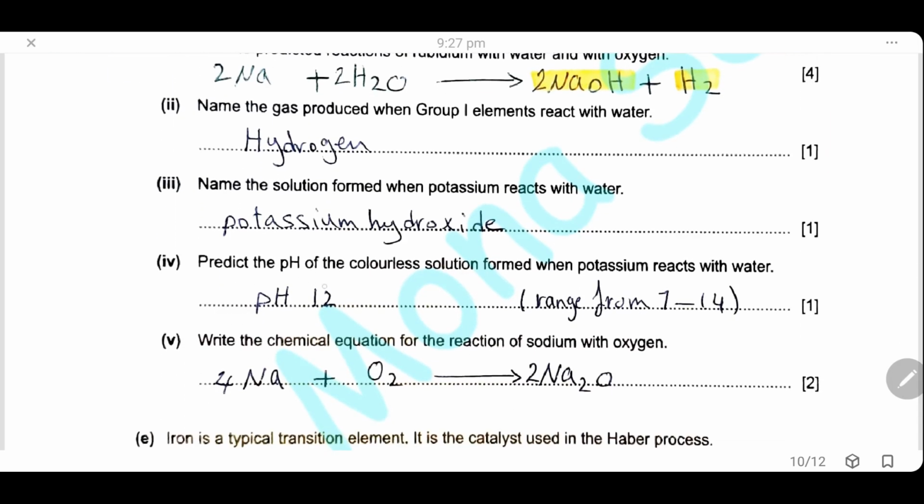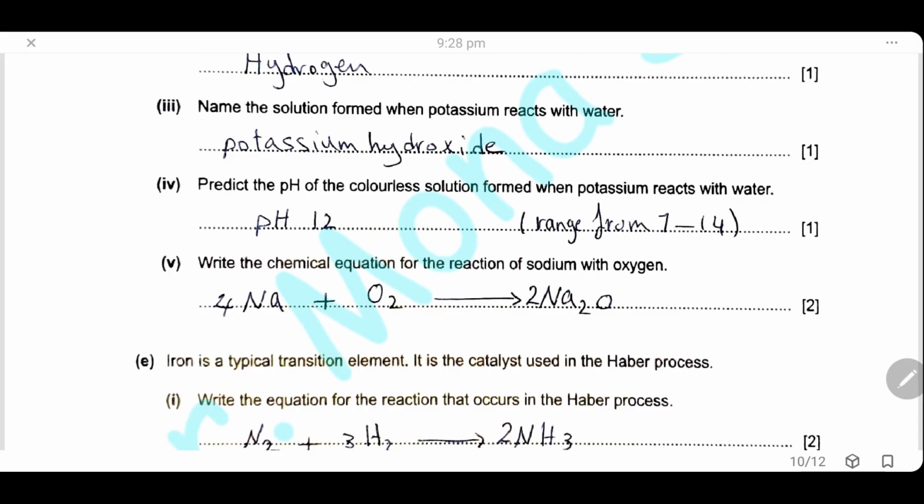Then predict the pH of the colorless solution formed when potassium reacts with water. Potassium hydroxide is a strong alkali, so the pH will be high. They will accept any pH higher than 7, from 7 to 14. So I choose 12 here because potassium hydroxide is a strong alkali.